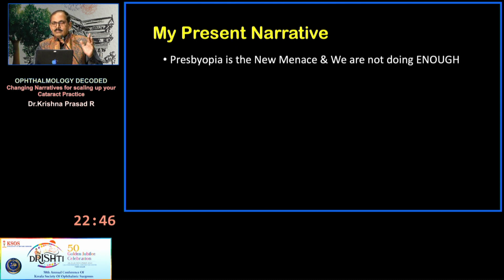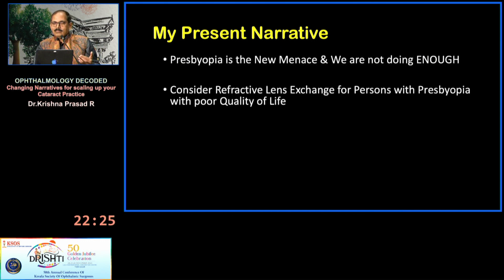And my present narrative is presbyopia is the new menace, and we are not doing enough. If you are a presbyope, you will understand that it is a great feeling to see clearly without glasses for near, and the cataract surgery will take care of this with the present lenses. Why do it at 65? Why not at 55? If we can prepone it, why not? And these patients who are really suffering from poor quality of life because of their dependence on glasses, it is something that we need to really look into. Of course, the science of it is a totally different talk. And advise surgery for both eyes.